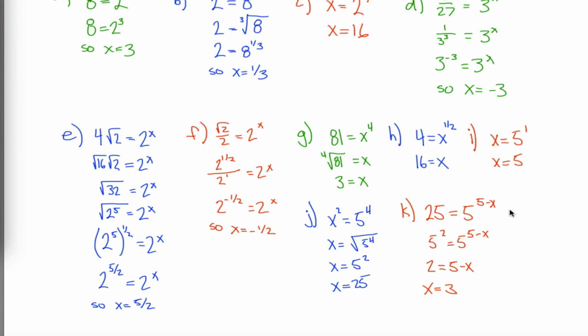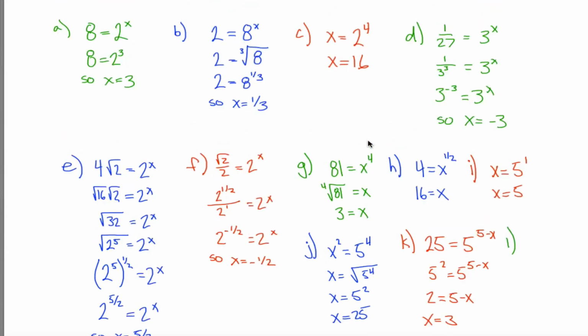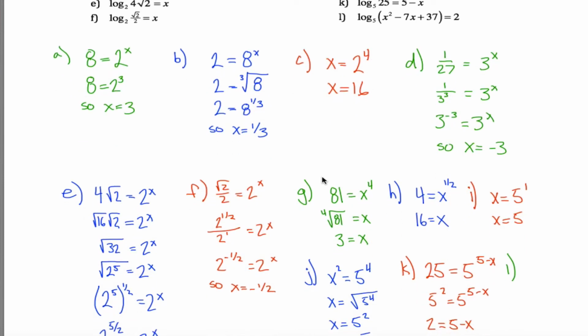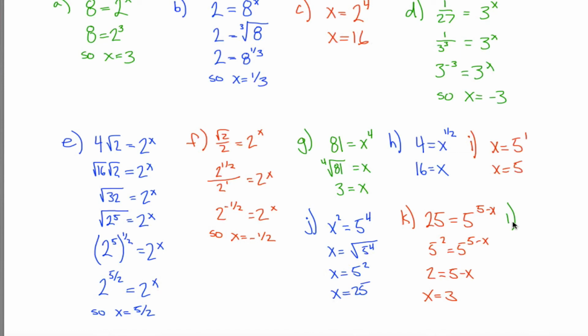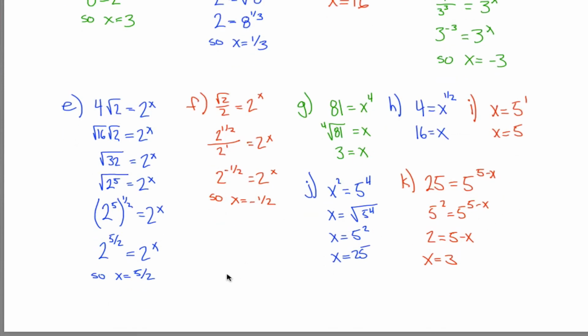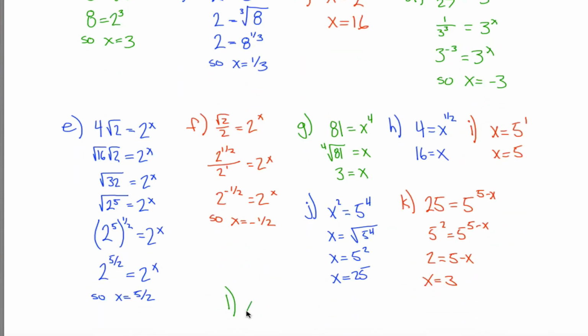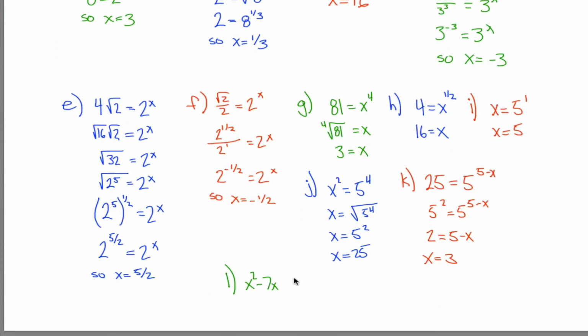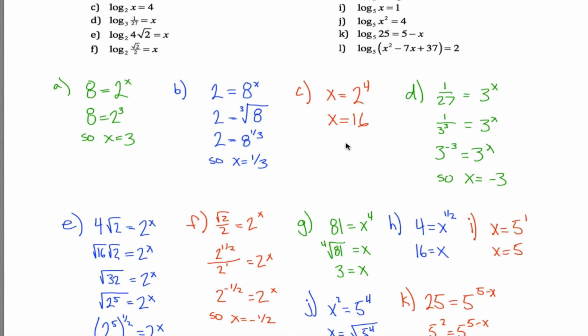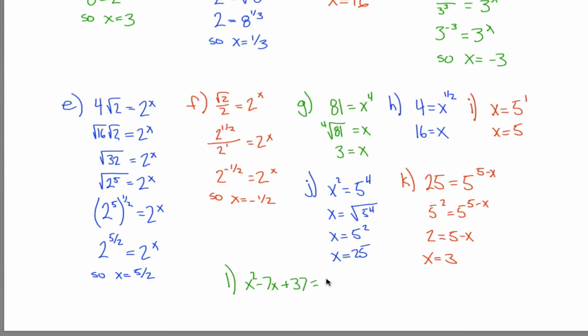And finally, L. Part L says this mess. Log base 5 of this polynomial equals 2. So if I'm going to rewrite that, maybe down here. Part L. This polynomial, x squared minus 7x plus 37, must be equal to 5 raised up to the 2nd power. 5 raised up to the 2nd power is 25.